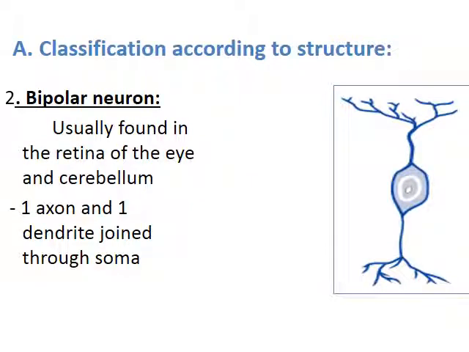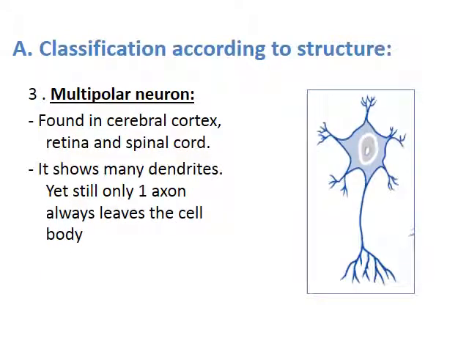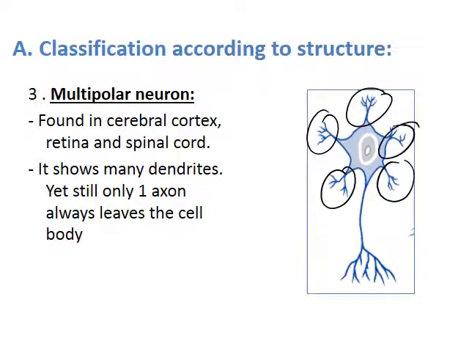Second, we have the bipolar. Bipolar is found in the retina of the eye and the cerebellum, containing one axon and one dendrite. They are joined through the soma. And finally, we have the multipolar. Multipolar neuron is mainly found in the cerebral cortex, retina, and the spinal cord. It shows many dendrites, as shown here, and only one axon which leaves the cell body.